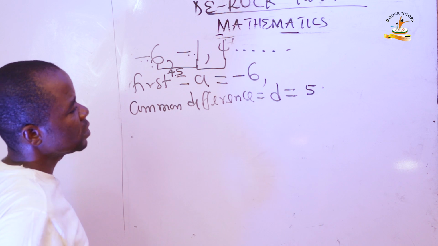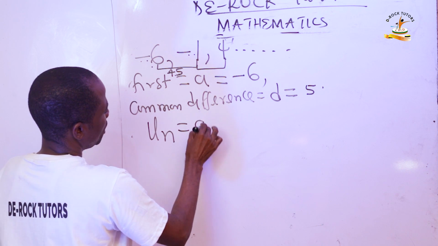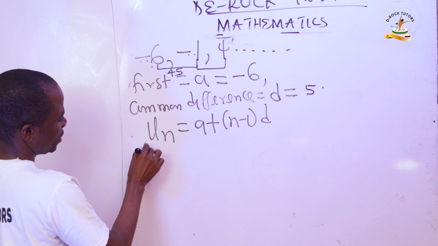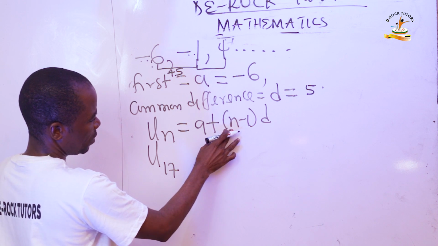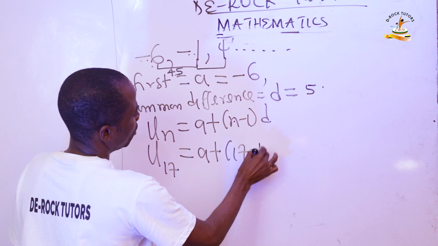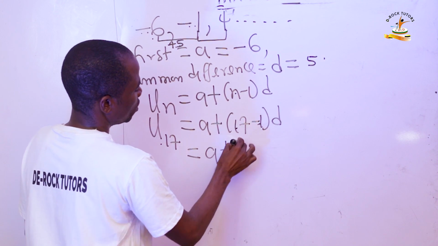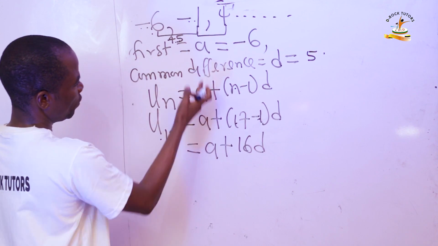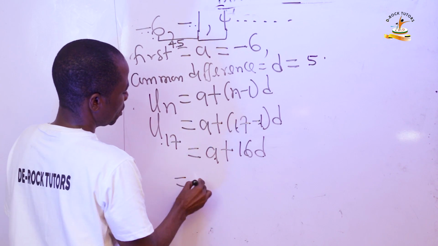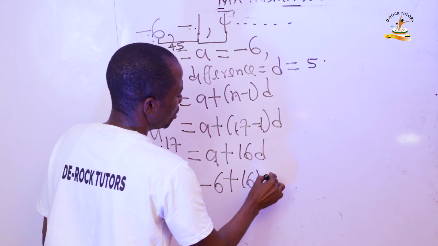Now that we know that, to calculate the 17th term will be easy. We know that the nth term is a plus n minus 1 bracket d. So for the 17th term, that's going to be 17. Remember, n represents the number of the term. So that's going to be a plus 17 minus 1 d. So the formula for the 17th term now becomes a plus 17 minus 1, that's 16d. All we need to do is substitute the value of a and the value of d. That becomes a, that's minus 6, then plus 16 times d, which is 5.